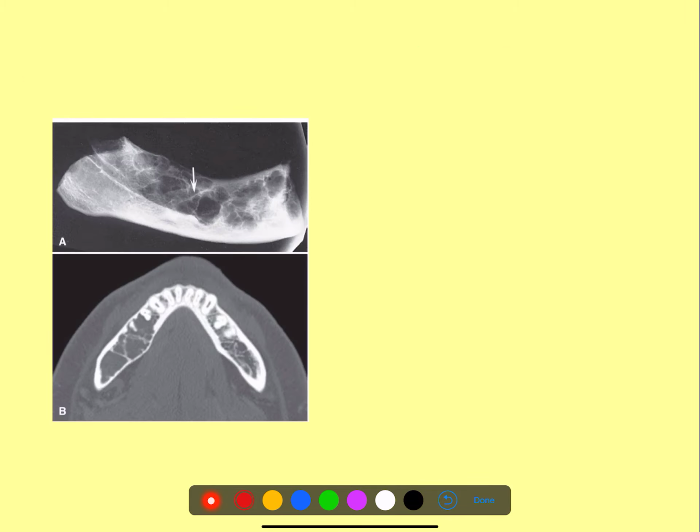So coming to the pictures, see this picture shows the thin septa, and this is a characteristic feature of odontogenic myxoma, and this is the direct textbook picture given from White and Pharoah. So you can go through odontogenic myxoma and read the features.